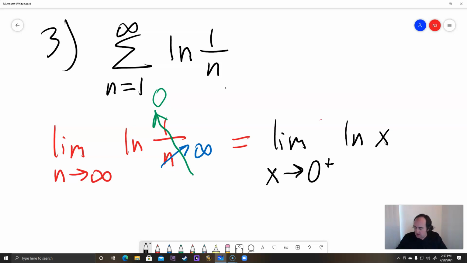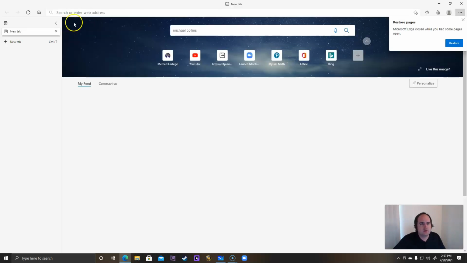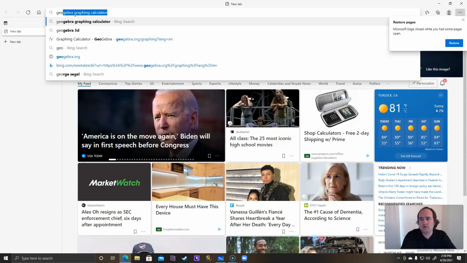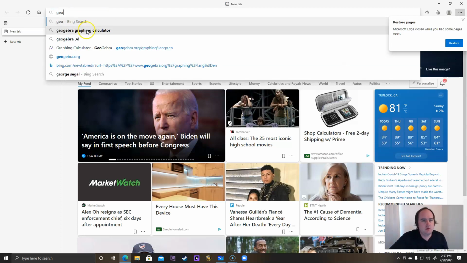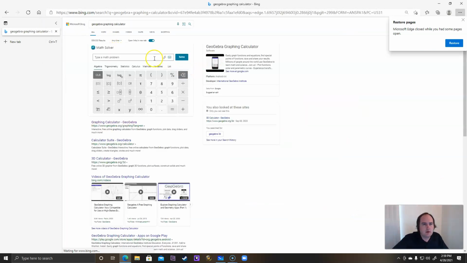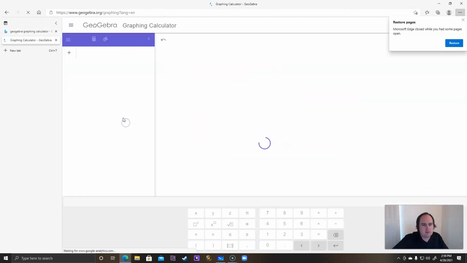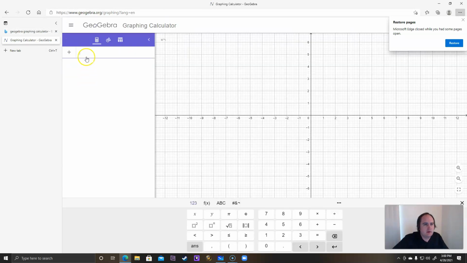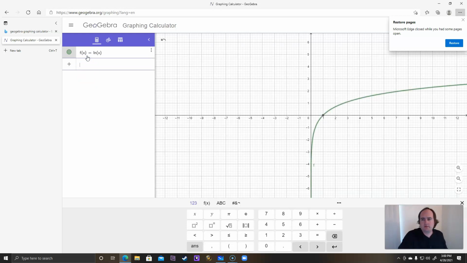Okay? But probably the easiest way to see this, if you don't have it memorized, is to look at the graph of natural log of x. So you can go onto GeoGebra. Just open your browser, go to GeoGebra, Graphing Calculator, open that up. And then just type in ln of x.